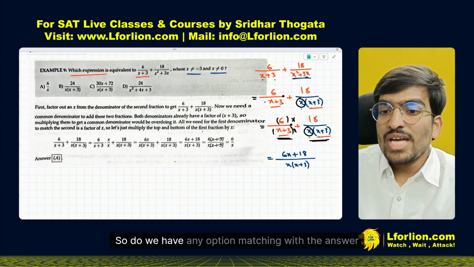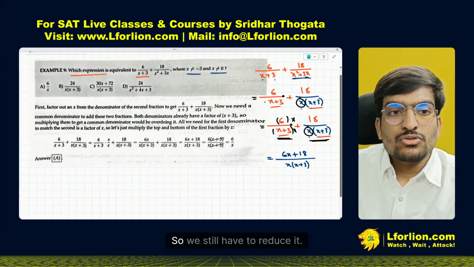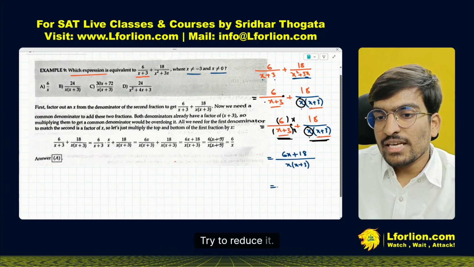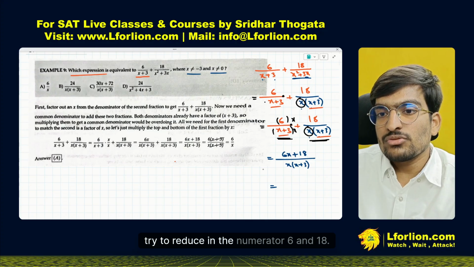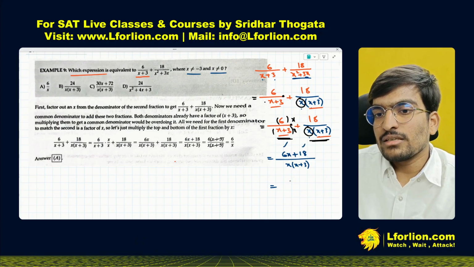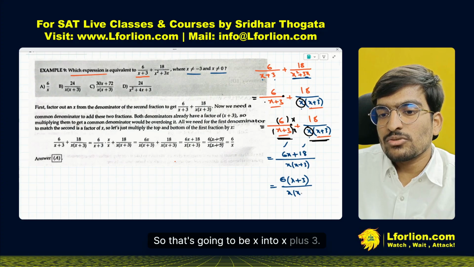So do we have any option matching the answer we have? No. So we still have to reduce it. We reduced enough in the denominator, so try to reduce the numerator. 6 and 18, the common factor is 6. For that, 6 take out x plus 3. 6x plus 18, so that's going to be x into x plus 3.